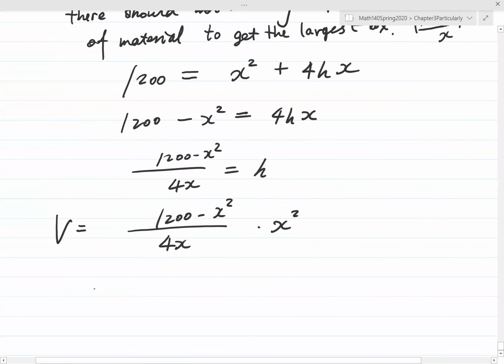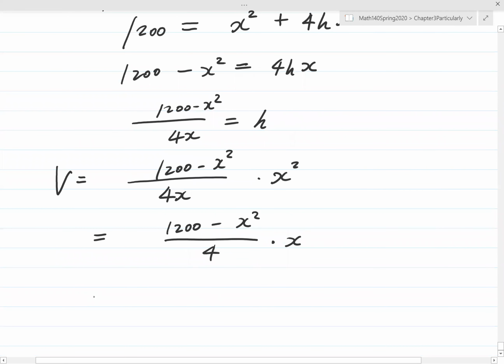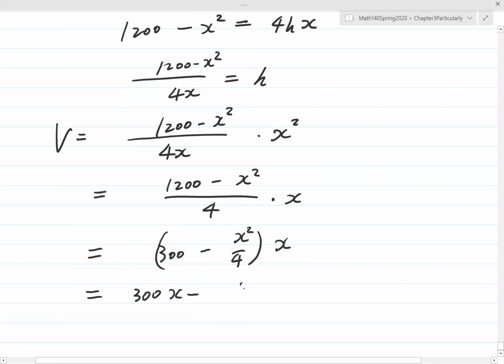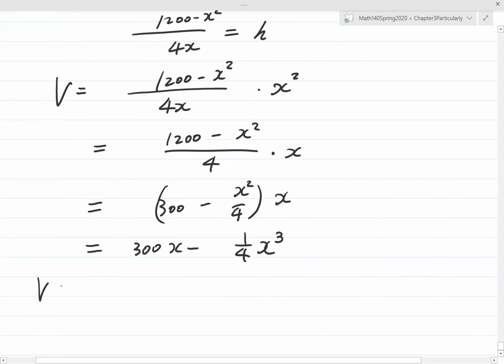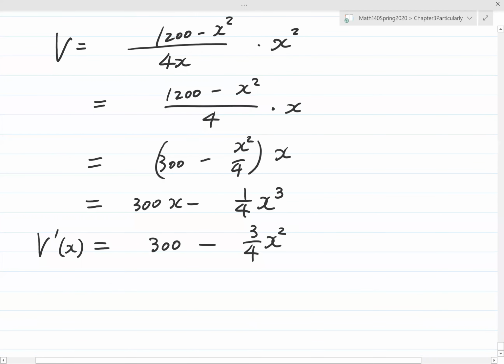Let me quickly do that. So this will be X canceling X. So it's 1,200 minus X squared over 4 times X. So this will be 300X minus a quarter X cubed. Then you differentiate V prime as a function of X. 300X, you get 300. Then this gets 3X squared over 4. So let the derivative be 0.